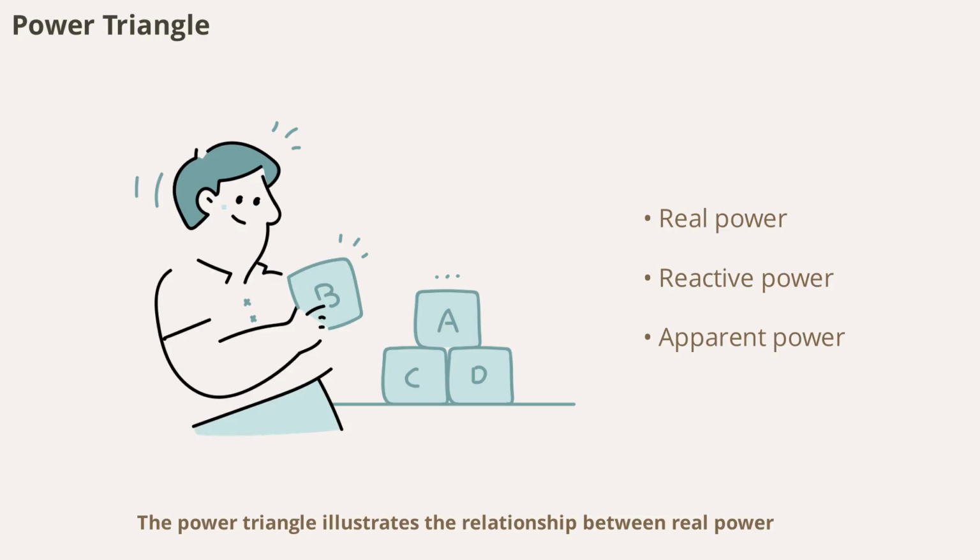The power triangle illustrates the relationship between real power, reactive power, and apparent power in an AC circuit. Real power does useful work, reactive power oscillates between source and load, and apparent power is the combination of both. The power factor is the cosine of the angle between real and apparent power. This triangle helps in understanding how efficiently a circuit uses electrical energy and in identifying ways to improve power factor.